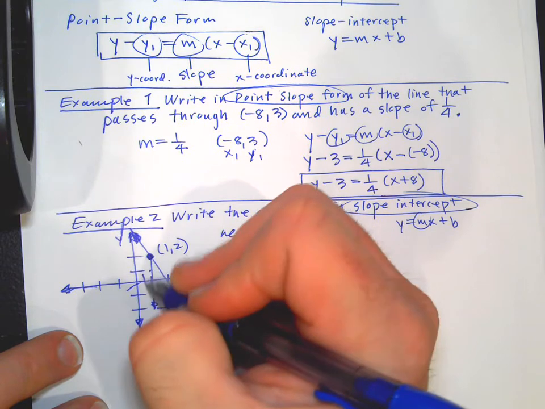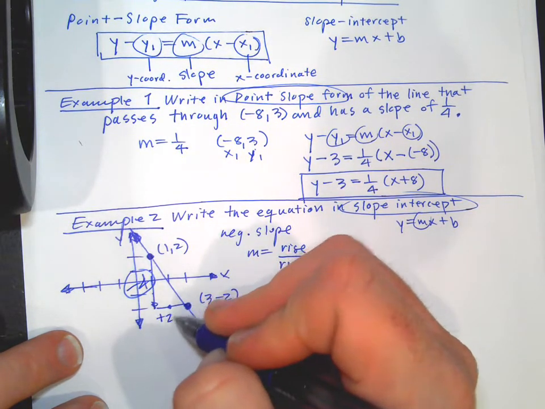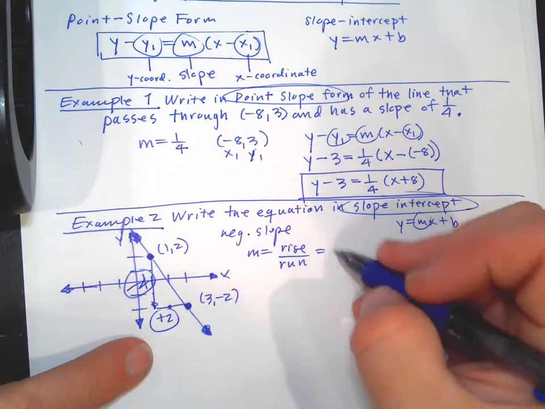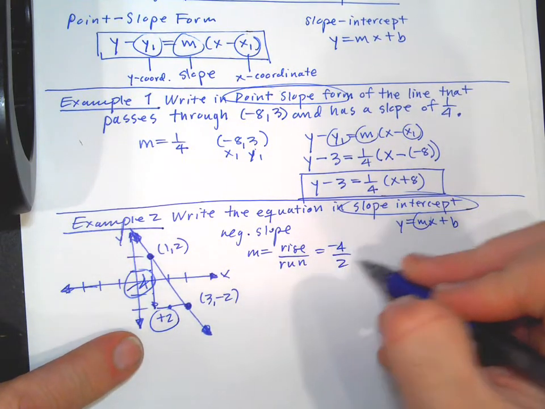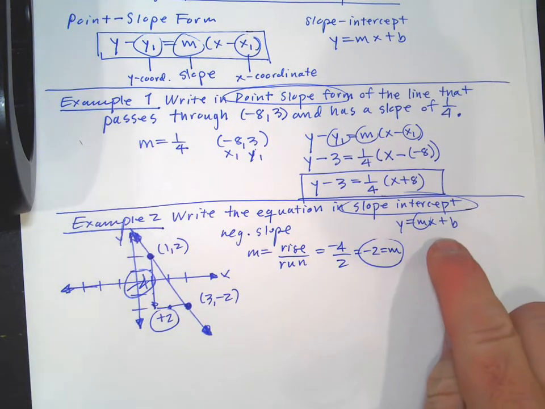So it went down 4, negative 4, and then to the right 2. That's positive 2. So that's rise and that's run. Negative 4 over 2. And then we could simplify it. So we get the slope.